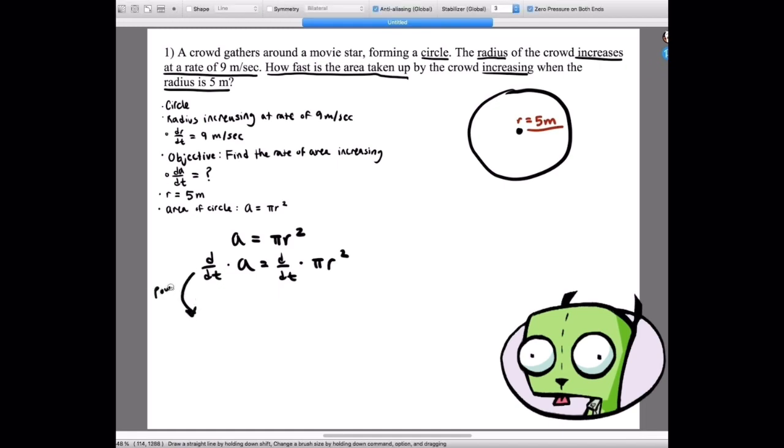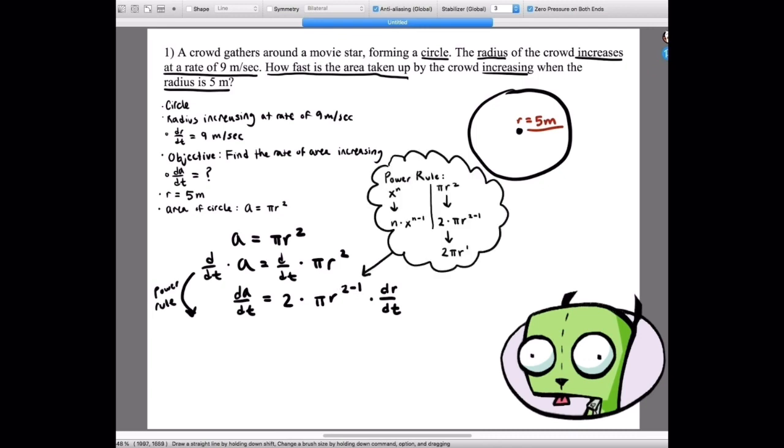So once we do this, we use the power rule. So this becomes dA over dt equals 2 times pi r to the power of 2 minus 1 times dr over dt. I wrote the process of the power rule out just so people can see what I did. It's not necessary, but I did it anyway. If you are unfamiliar with how the power rule works, to refresh your memory, the power rule looks like this.